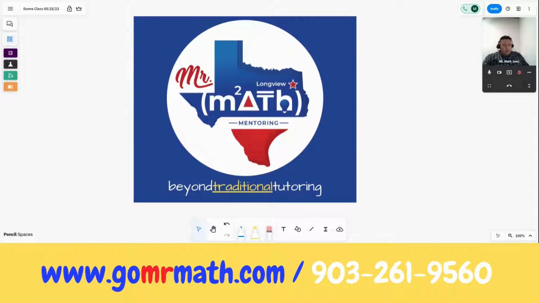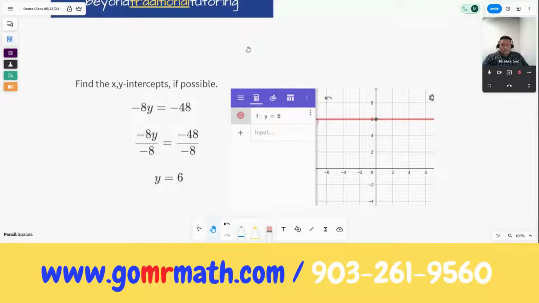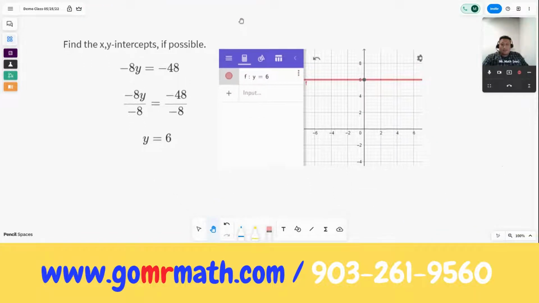Today, we are talking about how to find the XY intercepts on a function. But the one we're analyzing today is a little bit different. It's going to be a constant function. Okay, let's start. So our order says find the intercepts, XY intercepts if possible.